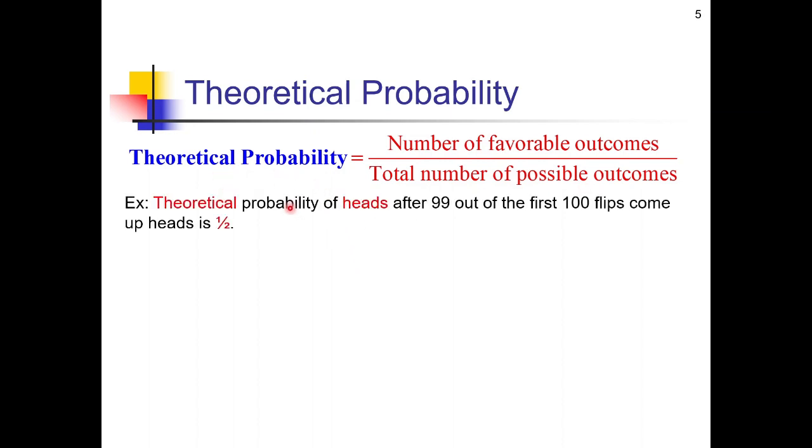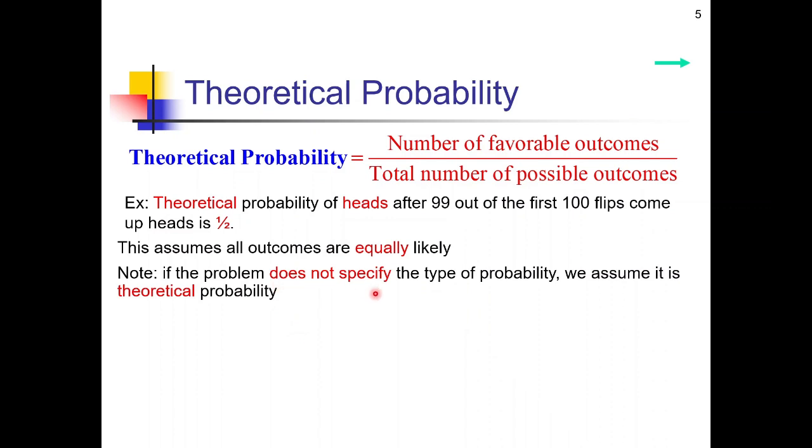So the theoretical probability of heads, even after 99 out of the first 100 flips come up heads, is still going to be 1/2. With theoretical probability, it's all about what could happen, and it has nothing to do with what has already happened. Although this is kind of suspicious, that wouldn't be the theoretical probability using the 99 and the 100. Now, this does kind of highlight something important about theoretical probability. We are assuming that all of our outcomes are equally likely. If we don't have an even chance of heads versus tails, then this 1/2 no longer applies. In general, if the problem does not specify the type of probability, then we're going to assume it is theoretical probability.